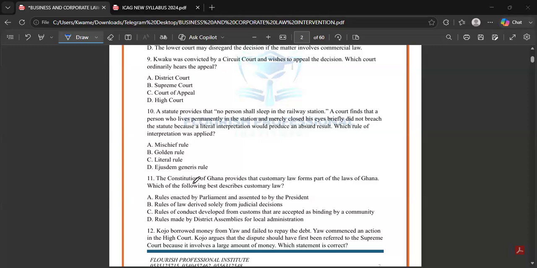Okay, so convicted by a circuit court and wishes to appeal the decision, which court ordinarily hears the appeal? So why D?